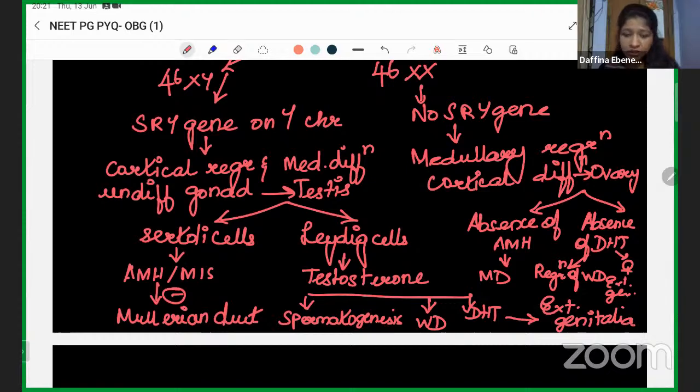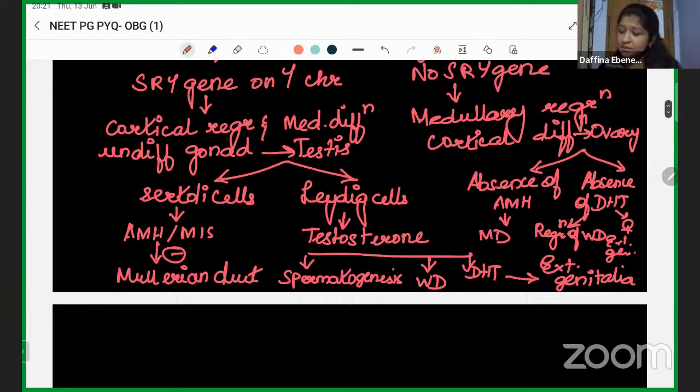There is no SRY gene. Okay. So when there is no anti-Mullerian hormone, automatically the Mullerian duct is going to form. That is what is happening here. There is no testosterone, so your Wolffian duct is going to regress and female external genitalia is going to form. Okay, so this is the table.